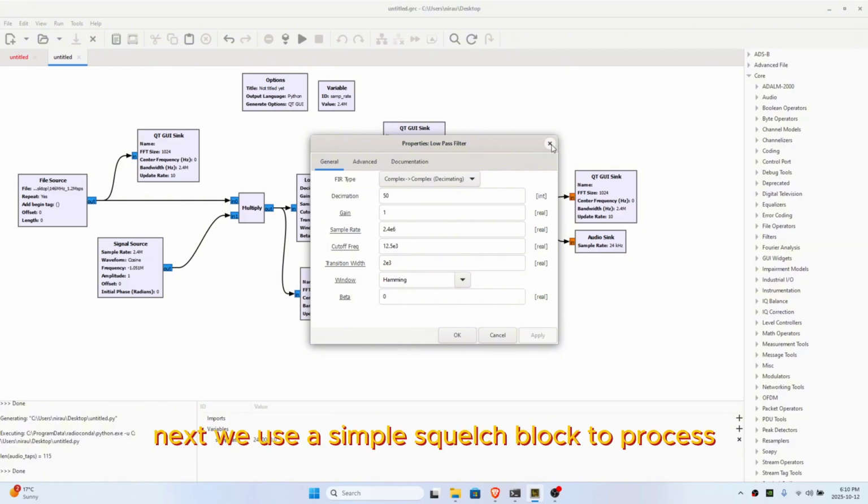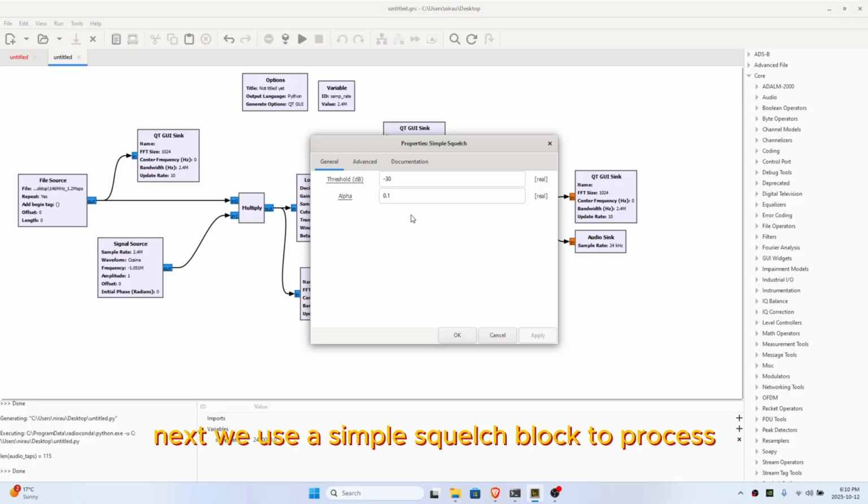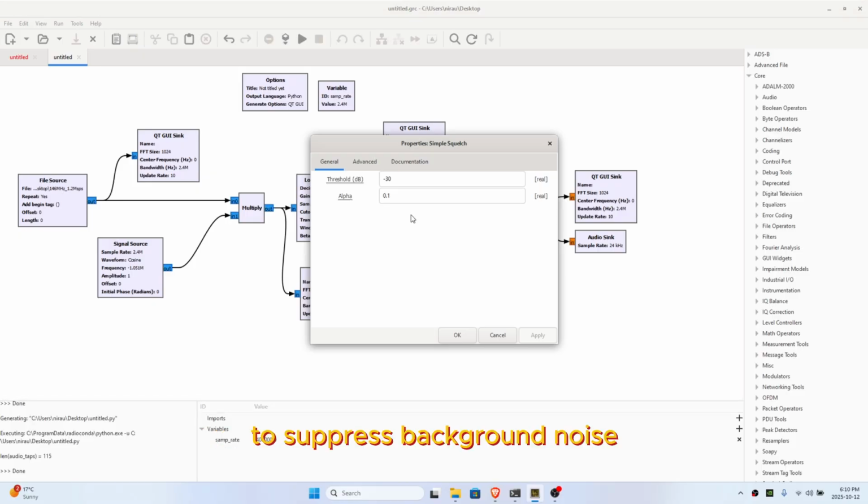Next, we use a simple squelch block to suppress background noise when no transmission is present. Our squelch threshold is minus 30 decibels and the alpha constant is 0.1, providing a smooth transition when the signal appears or disappears.